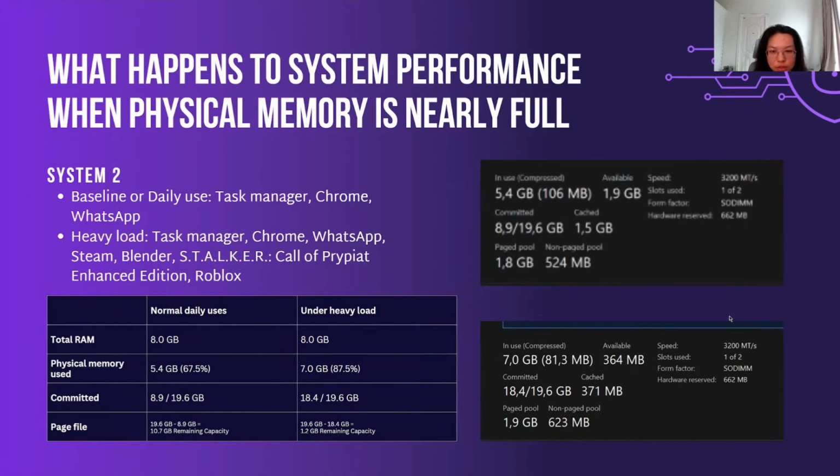For the second system, we also did the same experiment. For baseline or daily use, we open Task Manager, Chrome, and WhatsApp. Under heavy load, we open Task Manager, Chrome, WhatsApp, Steam, Blender, Stalker, Call of Pripyat, Enhanced Edition, and Roblox. You can also see from the table that the total RAM is 8 gigabytes. Physical memory used for normal daily use is 5.4 gigabytes, and under heavy load is 7 gigabytes. The commit limit for normal daily use is 19.6 gigabytes, and also the same under heavy load. However, the system was forced to use 10.4 gigabytes of the slow page file just to stay running. So this extreme reliance on the disk will cause a noticeable lag.